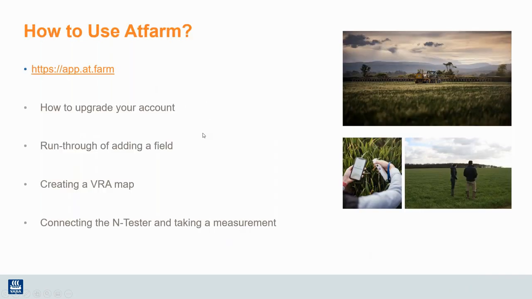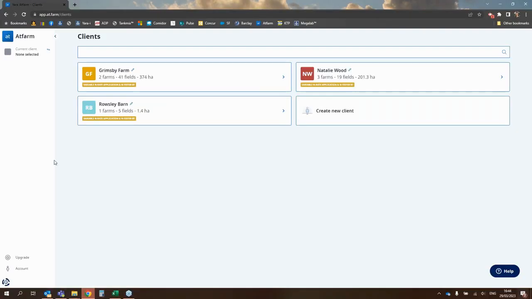So in terms of what we're going to go through, just before I click there, we'll start off with the upgrade, run through the fields, create the VRA map, and then the end tester. So once you log into Atfarm, you'll see I'm an advisor, so I can see different clients here. If I click on one of the clients, then I'll then see the farms. If you log in as a farmer, you will go straight to your farms section.